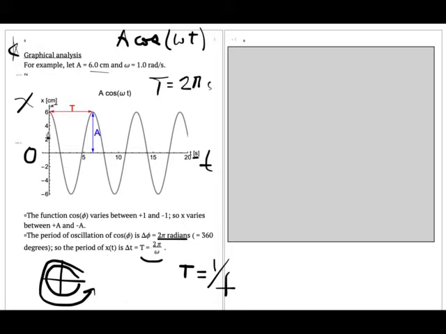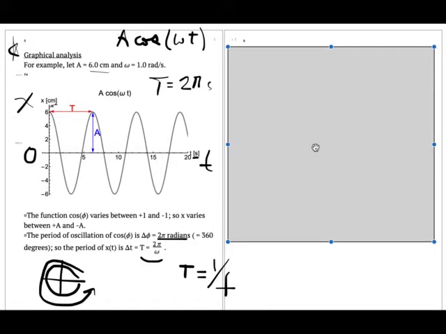So the period of oscillation is delta t. That's the change in time from one phase point to the next phase point. It's 2 pi over omega. It's where omega t is equal to 2 pi. So t is 2 pi over omega. Well, that's a graphical analysis, just mathematics.